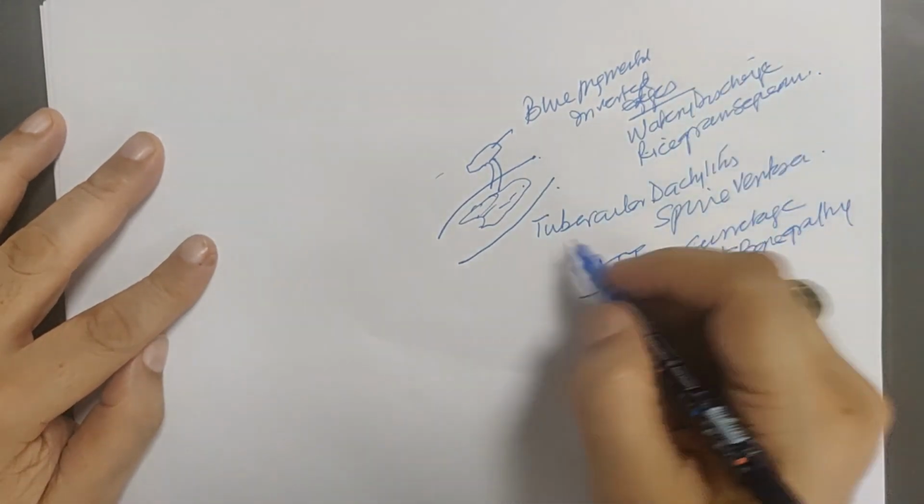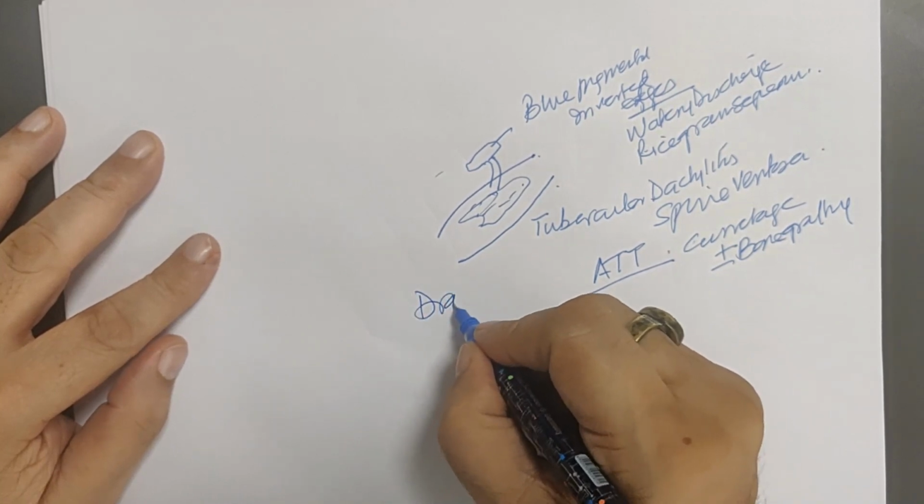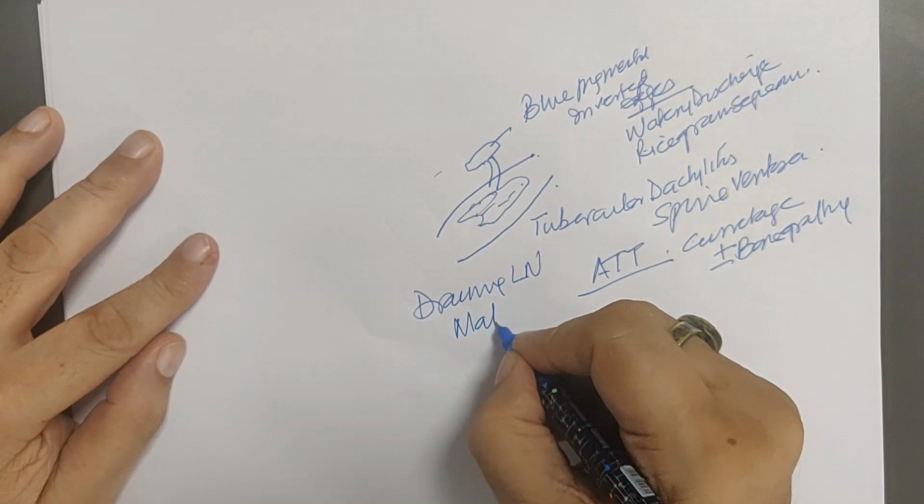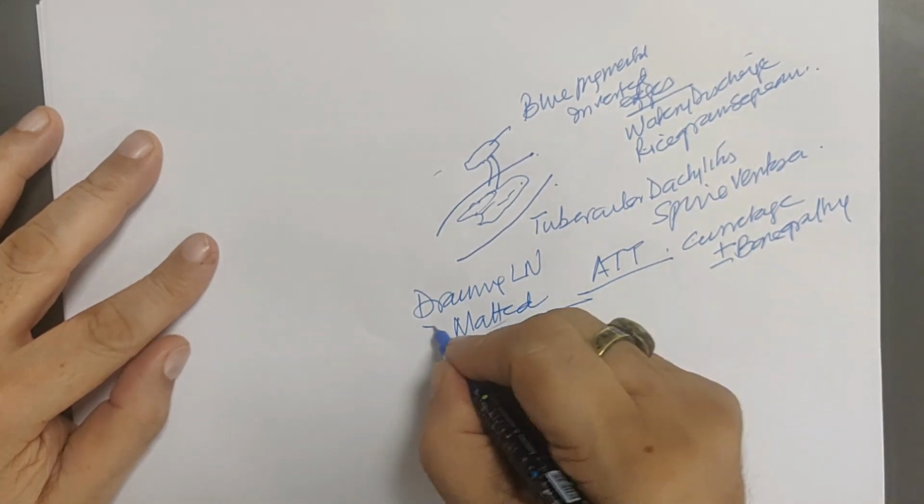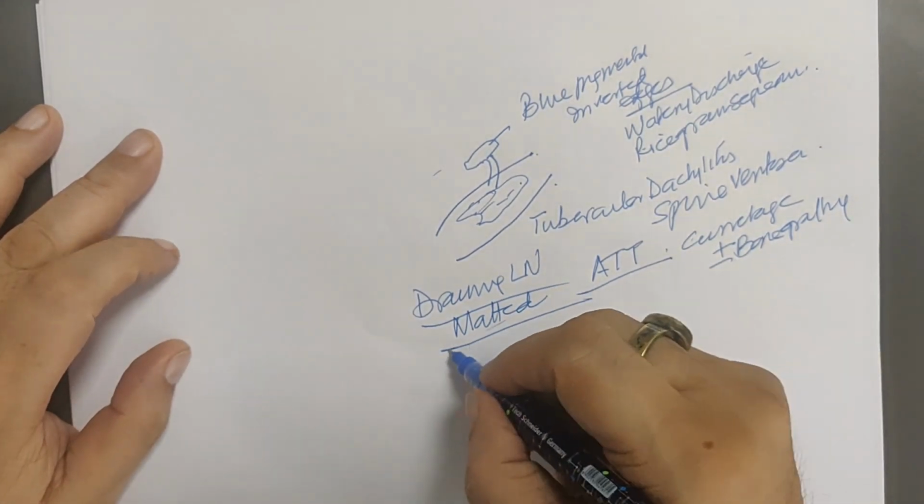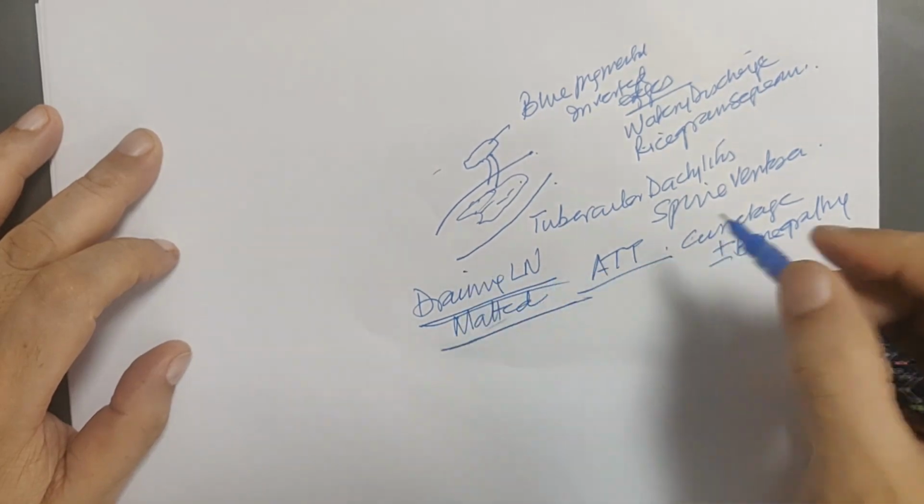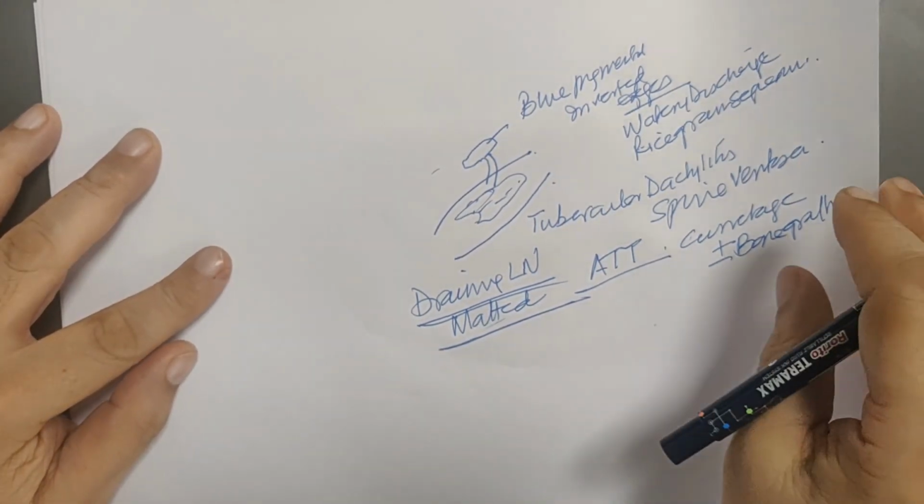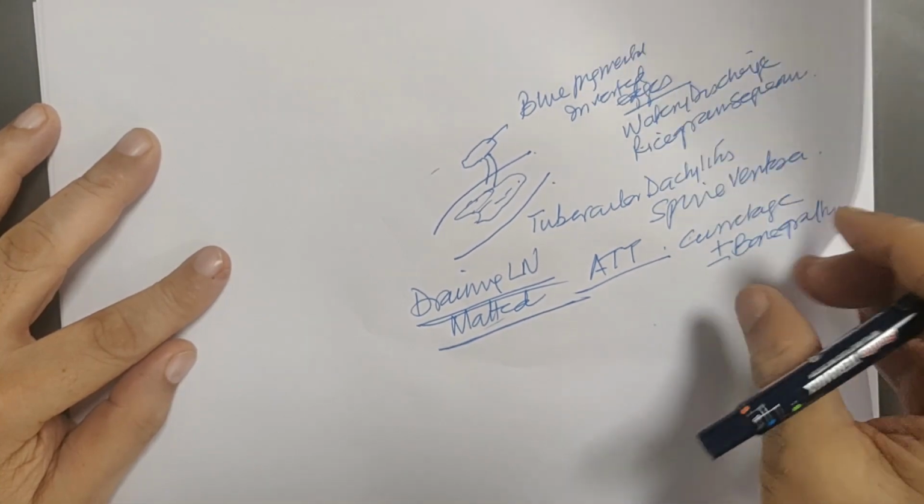In all these conditions, you must look at the draining lymph nodes, which may be matted and which may tell you a diagnosis. So this, I think, finishes the tuberculosis of bones and joints.